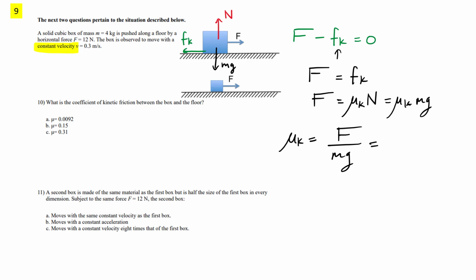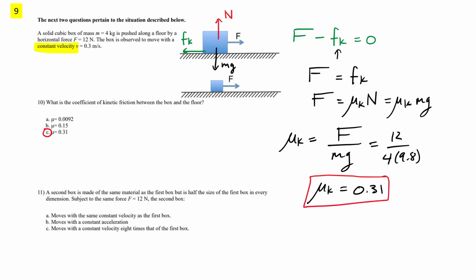All right, you substitute my numbers now. So I get 12 newtons for this. I get a mass, which is 4 kilograms, and my little g is 9.8. All right, put that in the calculator. I should get a coefficient of friction that's approximately 0.31. The best choice for this problem here would be choice C. All right, not too bad.